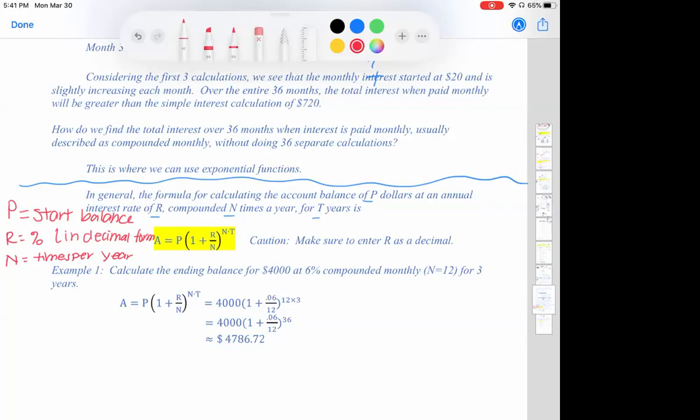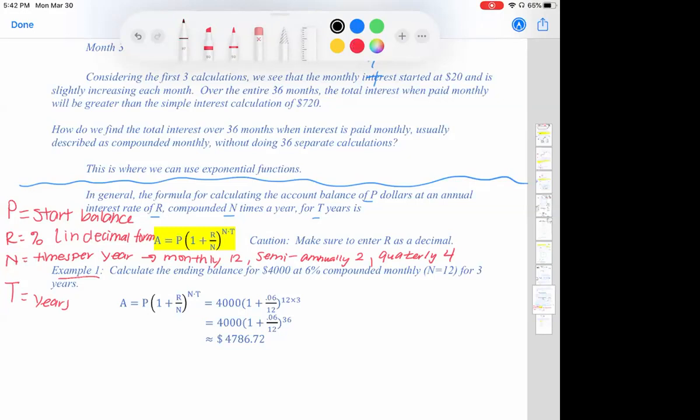So to think about this a bit more, if we see a word like monthly, it means 12. If we see semi-annually, it means twice a year, so it'd be a 2. If we see something like quarterly, it would be 4 times a year. So there are some words you might see. You can also see daily, in which case it'd be how many days in a year. And lastly, T is how many years. I know you have that listed there, but I just wanted to emphasize it a bit more. So let's do an example, example 1.